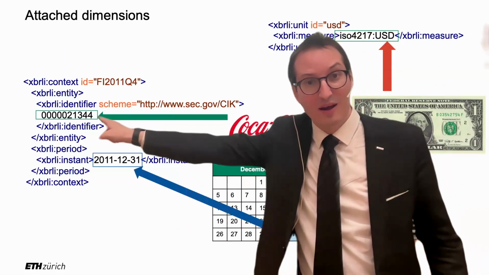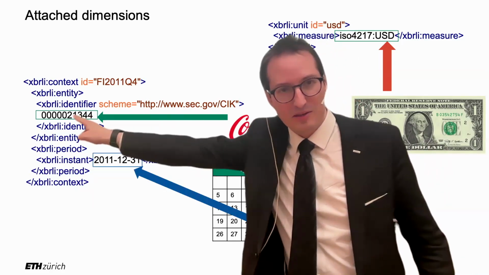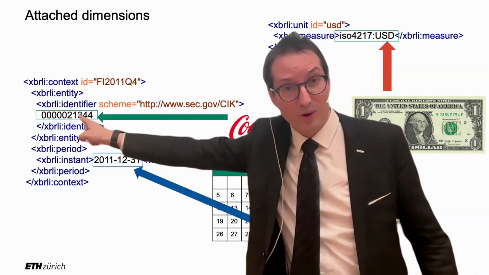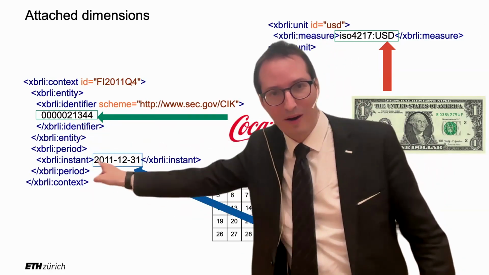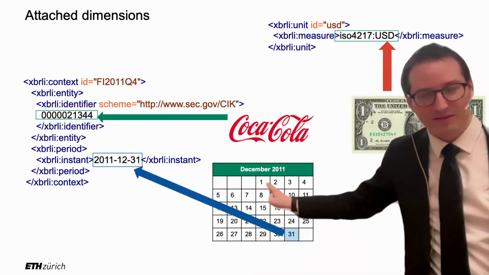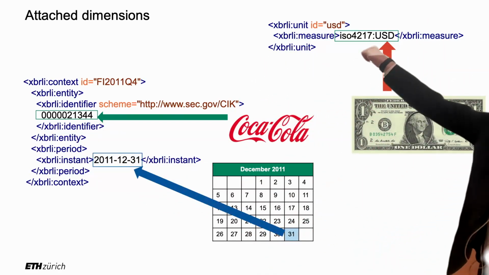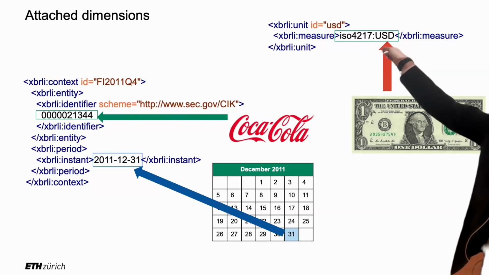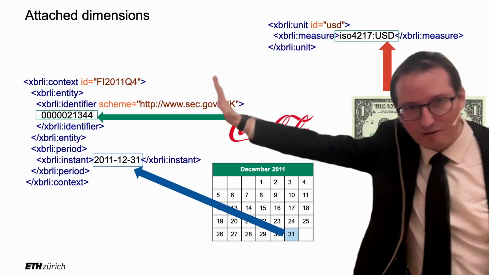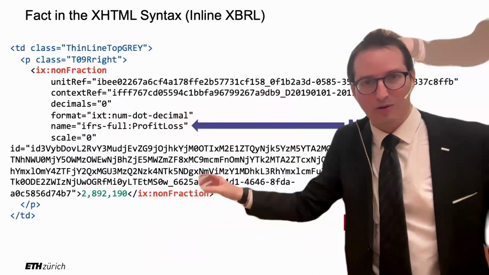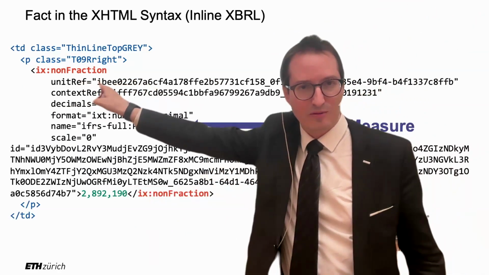Here is the US. That's called the central index key. So that's the identifier of Coca-Cola. It's the real one, by the way. It's really 21344. Here you have the date on which a number is valid. And somewhere you have the units. It's an ISO standard, but basically the 3-letter. And all of that, basically the unit and the context, is what is referenced from here.